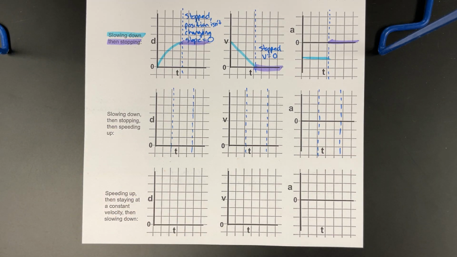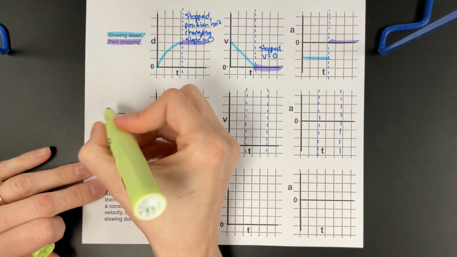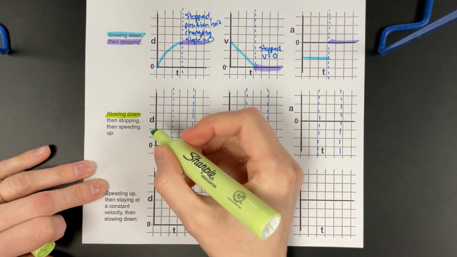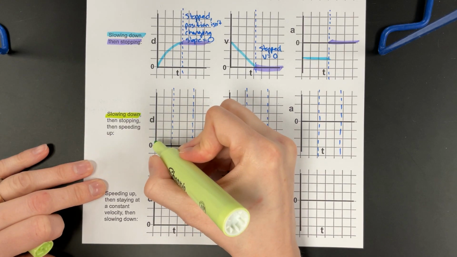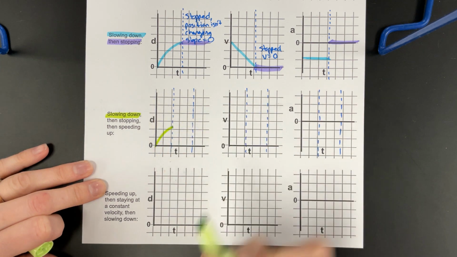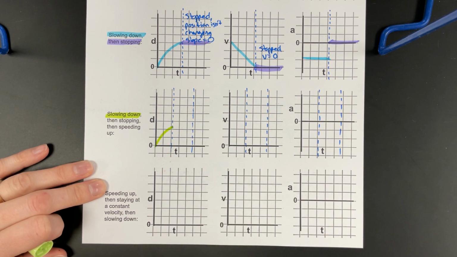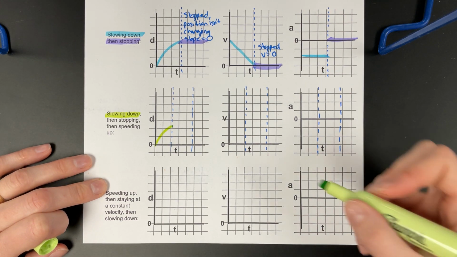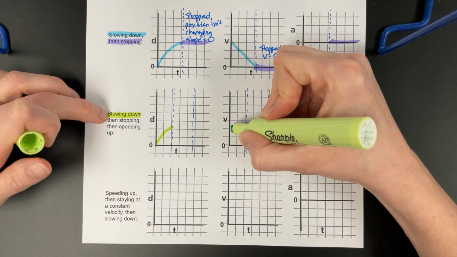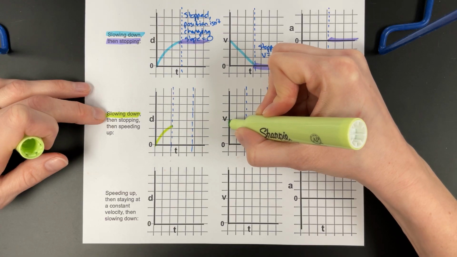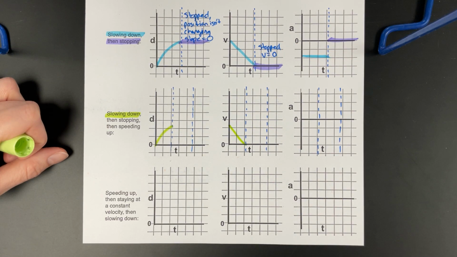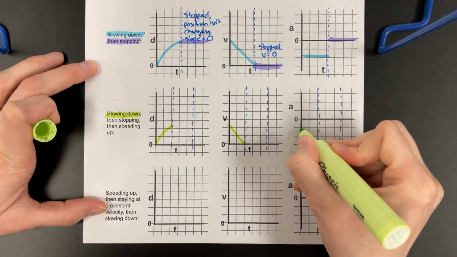First one, slowing down. If I'm slowing down, what does that look like on my distance graph? It looks like my slope is decreasing. So starting steeper, but getting shallower. Slope is decreasing. What does that look like on my velocity graph? Well, if I'm slowing down, I've got to start with some greater velocity, some greater speed. It was going faster, but then my velocity is decreasing. And if I'm slowing down, my acceleration is going to be negative.